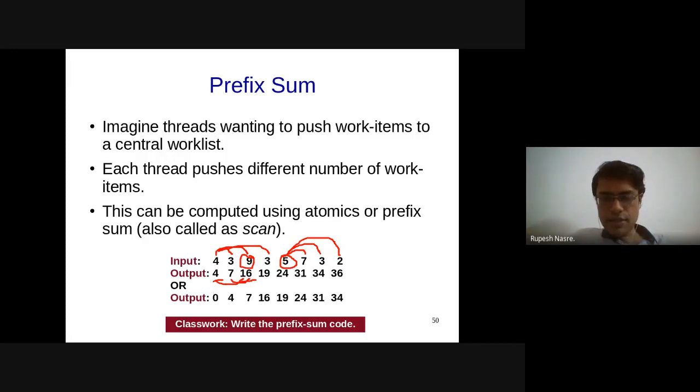Krishna Vamsi has shared a code: shared val, and for I equal to 0, I less than threadIdx.x, a of I plus equal to val of I, followed by syncthreads. So I didn't understand why syncthreads is required. Maybe if you are using a of I, then you might require it.